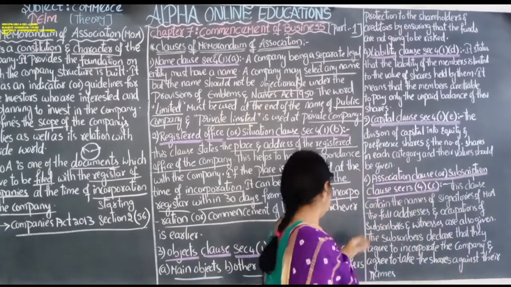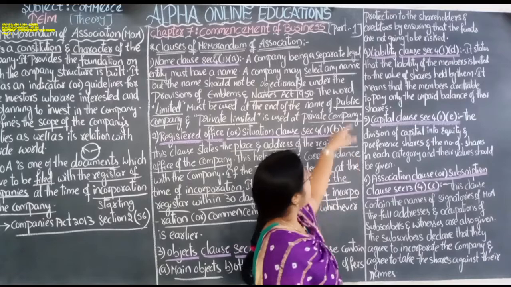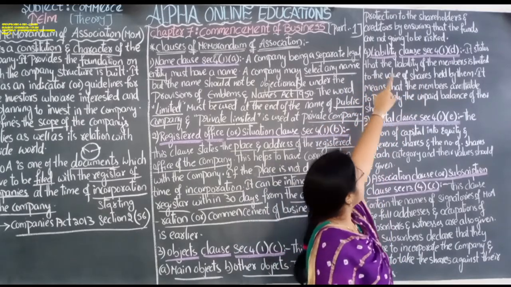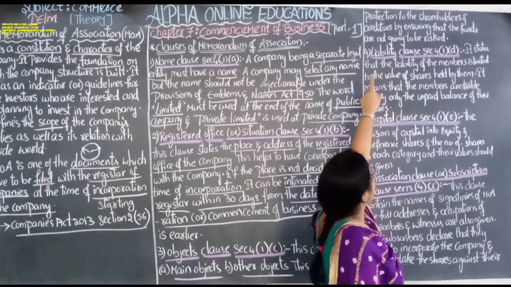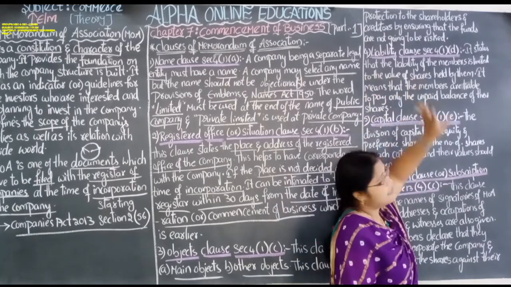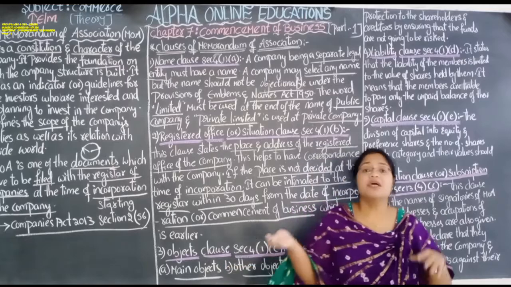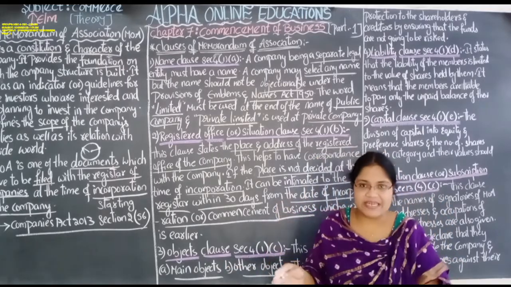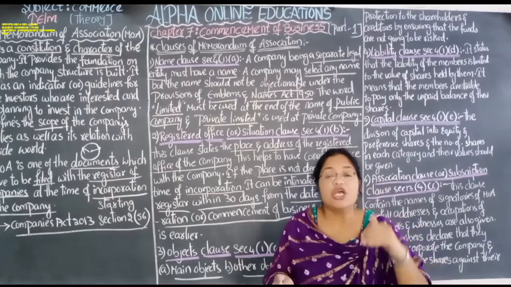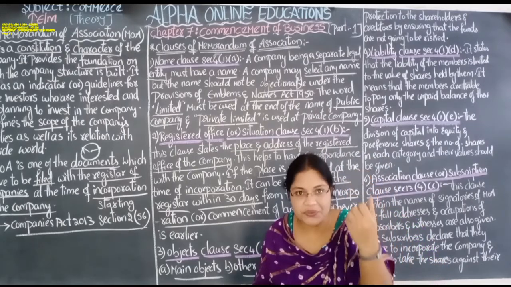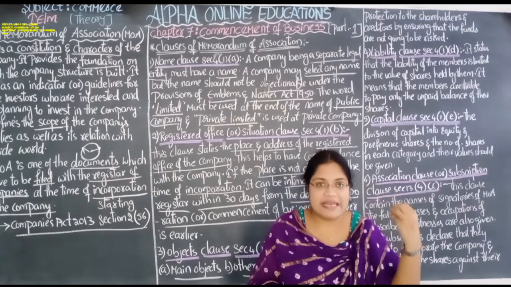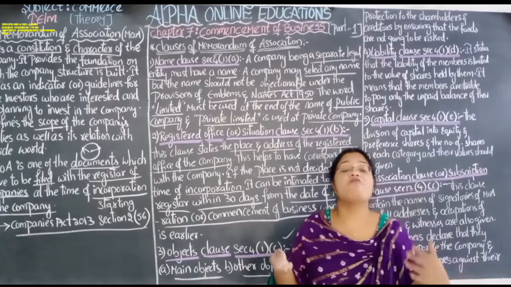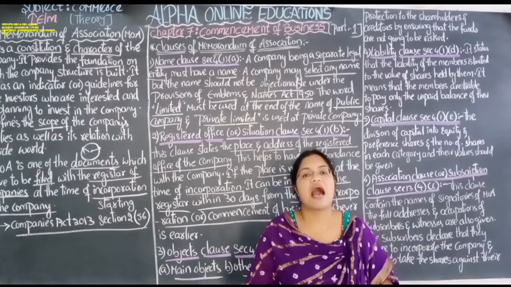So let us see. This clause offers protection to the shareholders and creditors by ensuring that the funds are not going to be risked. So this clause provides protection to the shareholders and the creditors by telling that whatever you are going to invest is not at risk. This clause shows a type of protection to the shareholders and the creditors.